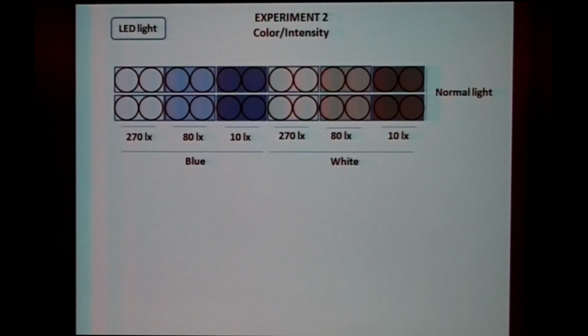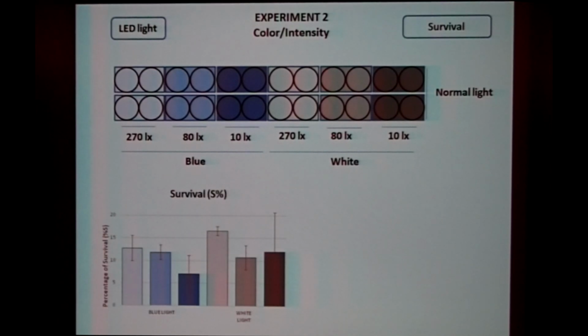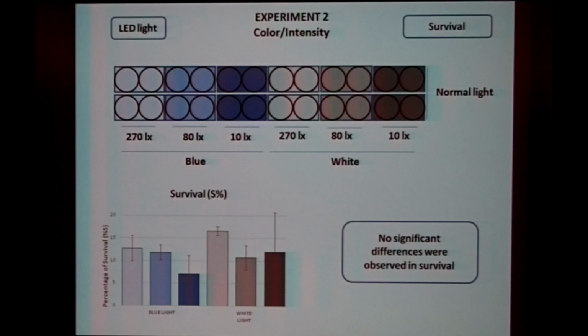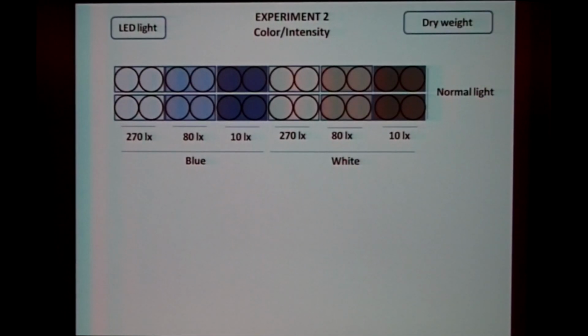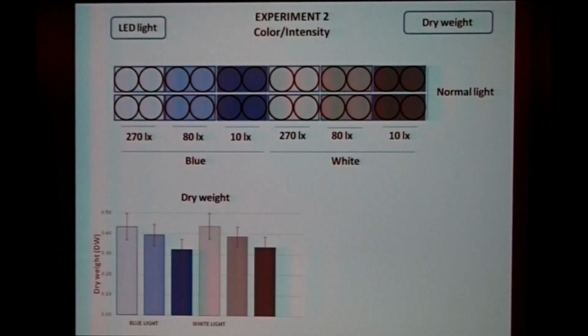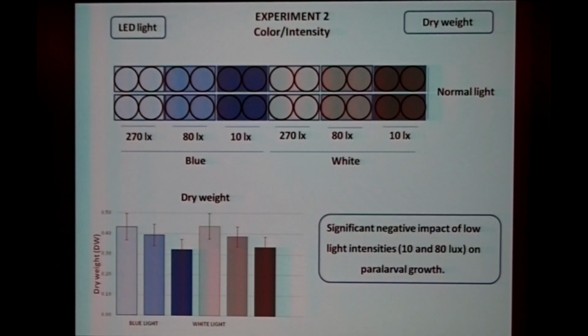So the result: when we took measures of survival, we found these values, but there is no significant difference. No interaction, no difference in intensity, no difference in light. But when we took measures of dry weight at 20 days old, we found tendencies that there is a significant difference in the dry weight.